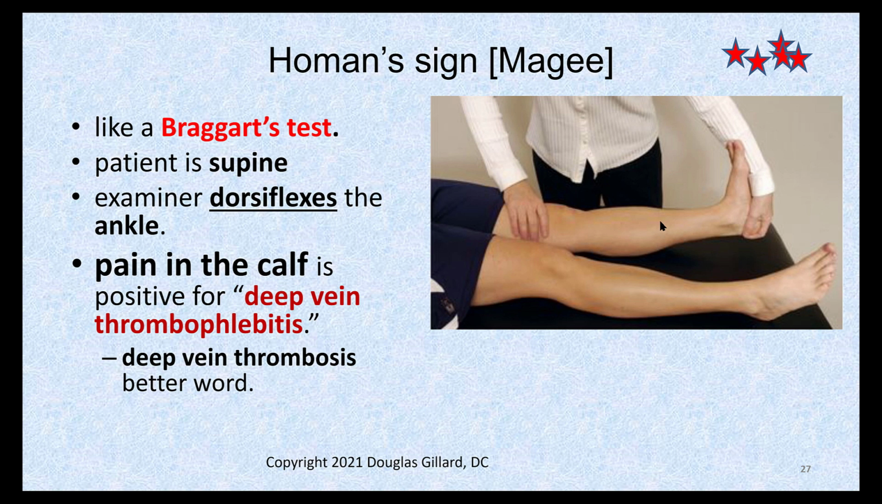But nevertheless, if you're asked to do it, you just do a Bragard's test. Dorsiflex their foot when their leg is straight, and that's it. If they have pain in their calf, the test is said to be positive for, now McGee still uses that old dinosaur terminology, deep vein thrombophlebitis, which we tried to get rid of in the 80s and 90s, but this book just drives me crazy, but it is a board book. So it's positive for deep vein thrombophlebitis. The newer terminology is deep vein thrombosis, or DVT. If you see that, just think DVT. And we'll get into the difference on those in class.